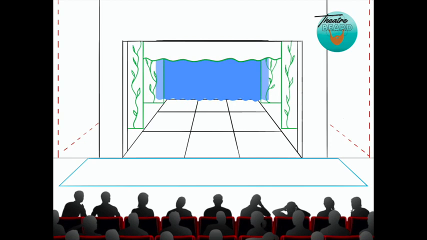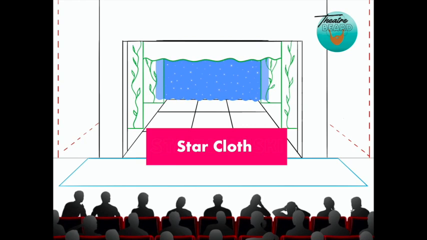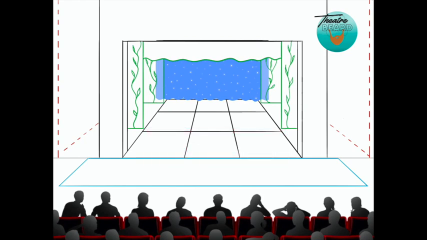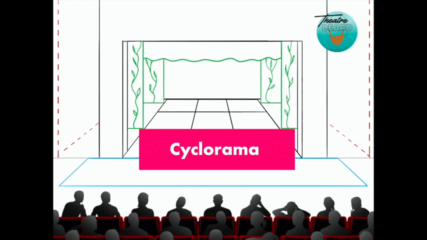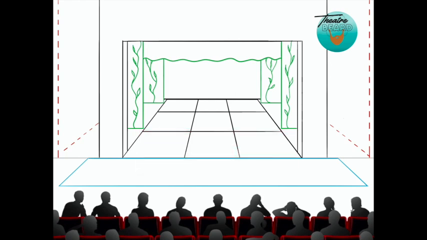That would then mask the entire upstage area so that any set or props could be placed ready for the next scene. Often, the blinder used to cover the back wall might be a star cloth, which is a black cloth with either LED or fibre optic lights in it to make it look like stars in the night sky. Another way to hide the back wall is by using a cyclorama, which is sometimes called a cyc for short. Cycs are white, flat or concave cloths which can be lit or projected onto to suggest scenery.